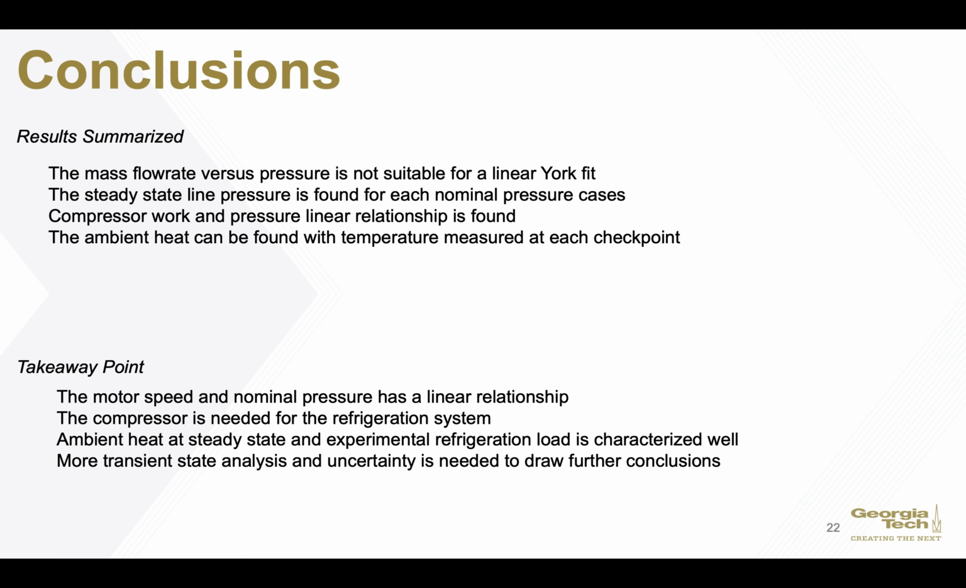So with all the data collected and the plots shown, we can conclude that the mass flow rate versus pressure is not suitable for a linear fit, with a lot scattered around. The steady-state line pressure is found for each nominal pressure case, and the compressor work and pressure linear relationship can be found, and so does the ambient heat. The takeaway point from here, we can see that motor speed and nominal pressure has a linear relationship, and we can see that the pressure is needed for the refrigeration system.